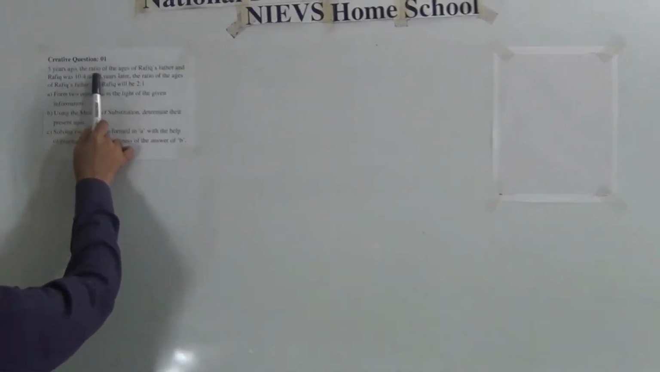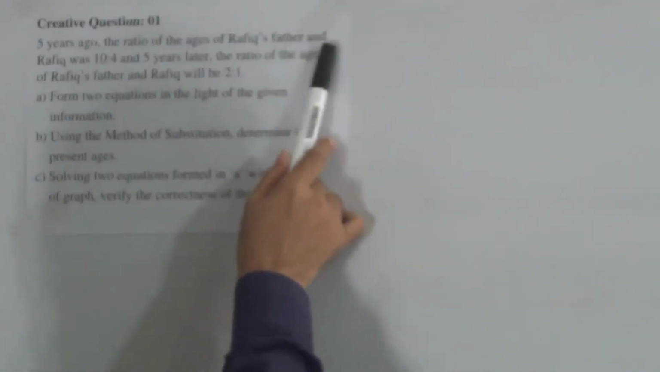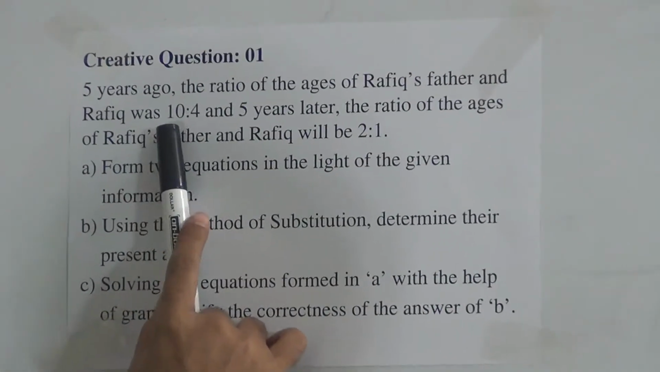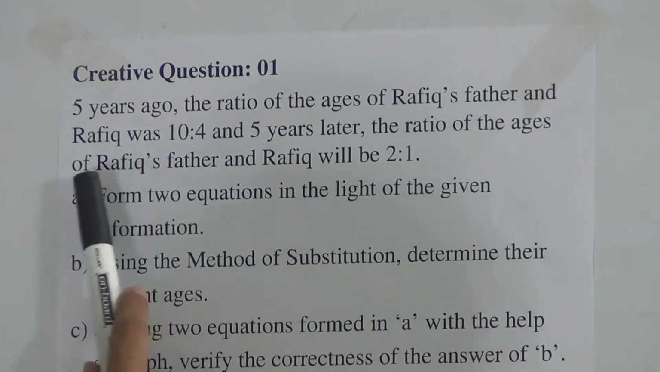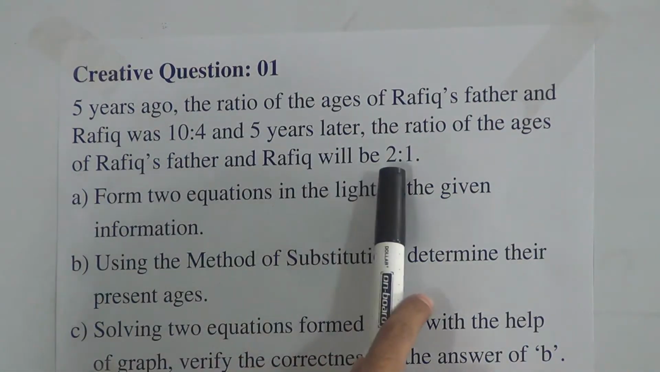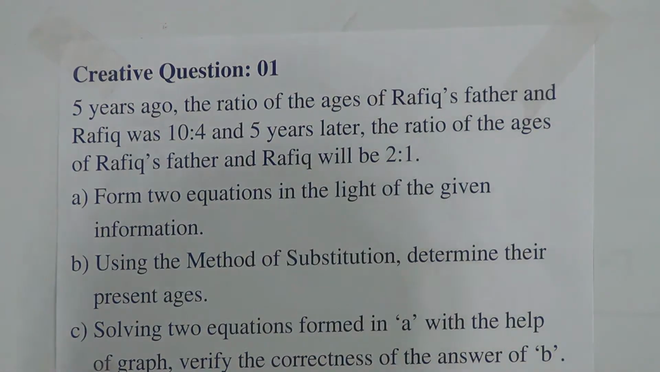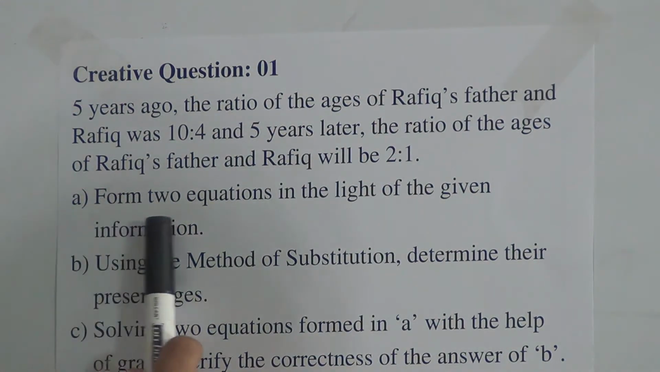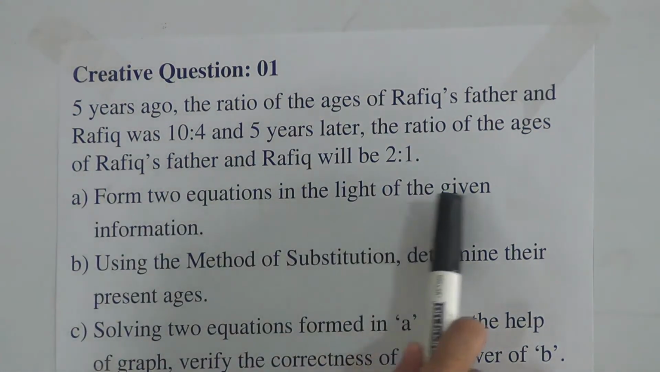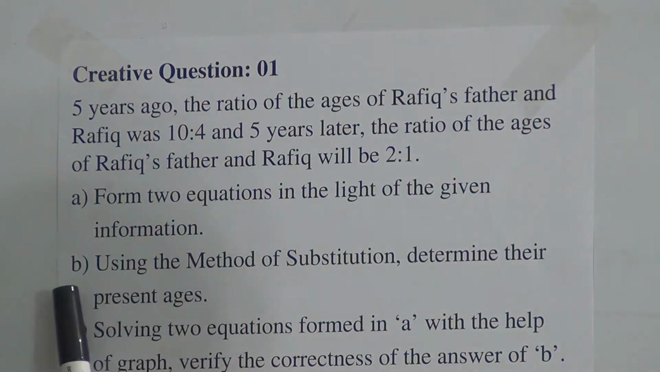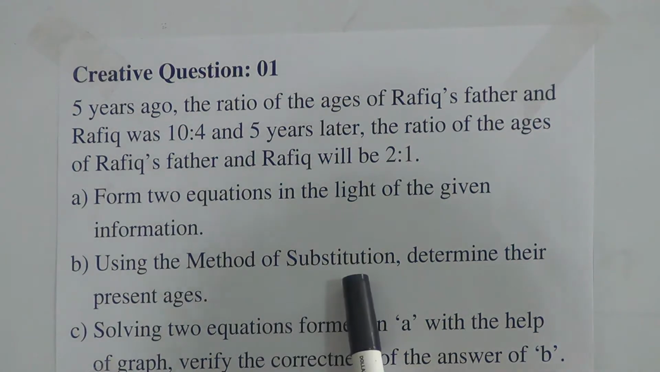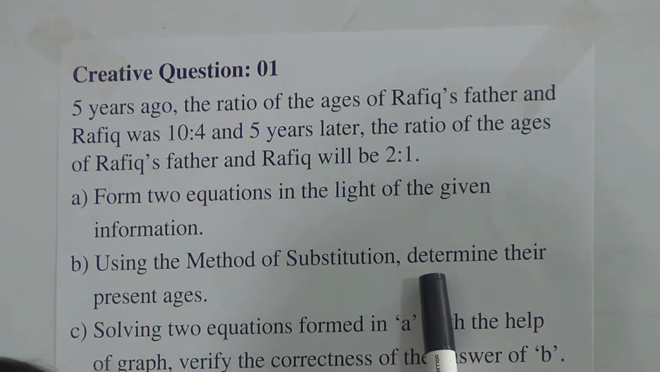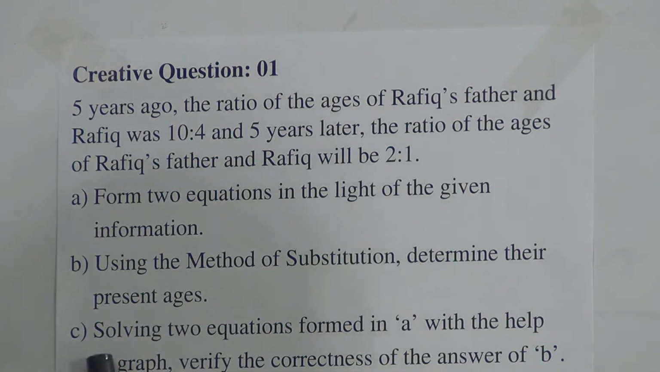5 years ago, the ratio of the ages of Rafiq's father and Rafiq was 10:4, and 5 years later, the ratio of the ages of Rafiq's father and Rafiq will be 2:1. First question A. Form two equations in the light of the given information. Question B. Using the method of substitution, determine their present ages.